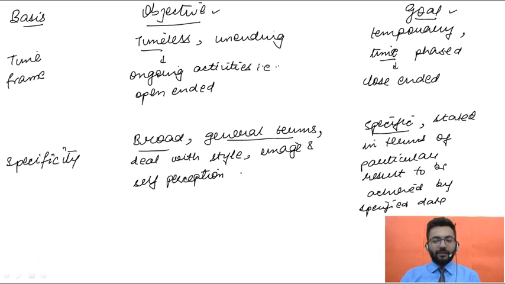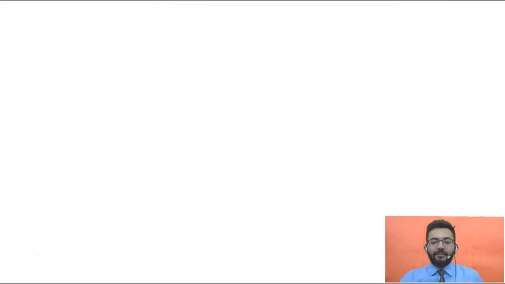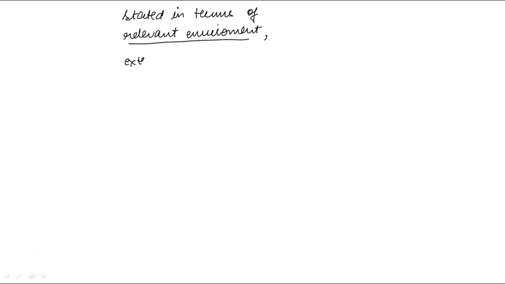Now moving on to the next thing. Time specificity. After that, now we are going to talk about how objectives are stated in terms of the relevant environment. They are stated in terms of the relevant environment, and this environment is external to the organization. So objectives are externally focused, and goals are internally focused.